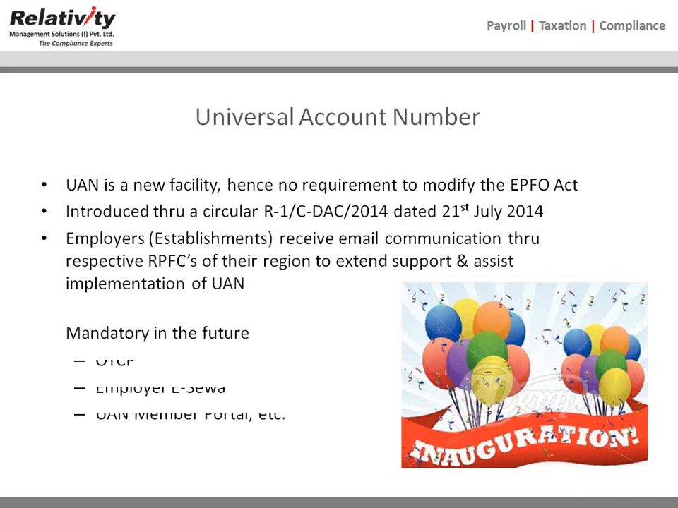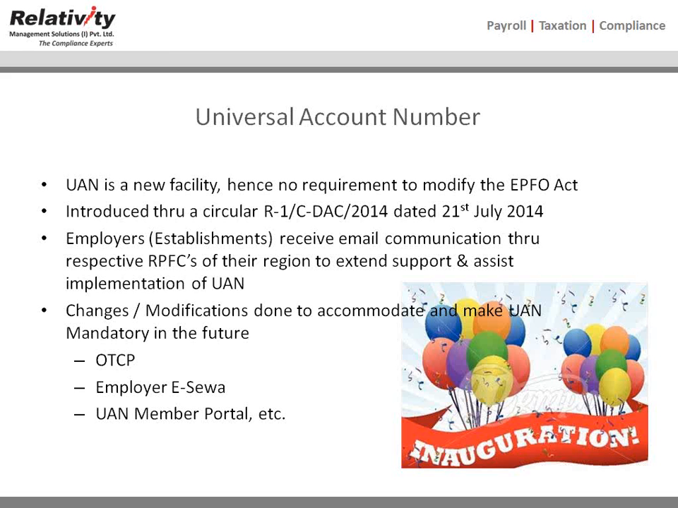There are certain modifications that have also been done in the back end of the PF organization. This modification has been done keeping in mind the long-term usage of EPF UAN. So it is very likely that it is going to continue for the next 50 or 100 years. It is also very likely that they are going to make it more mandatory in all the transactions with the Provident Fund organization. So we see this change in the online transfer claim portal, we see this change in the employer e-seva, we also see this change in the UAN member portal itself.